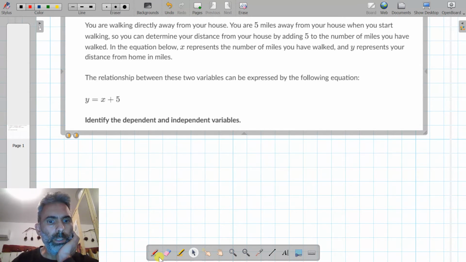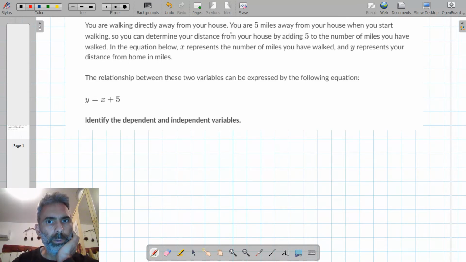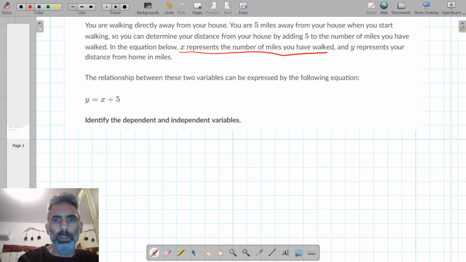You are walking directly away from your house. You are 5 miles away from your house when you start walking. So you can determine the distance from your house by adding 5 to the number of miles you have walked. In the equation below, x represents the number of miles you have walked, and y represents your distance from your home.